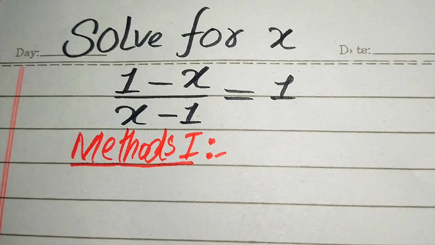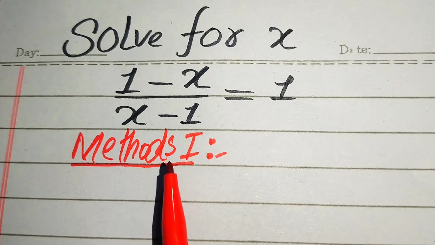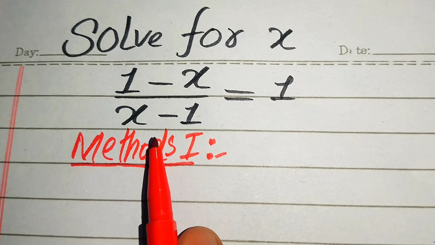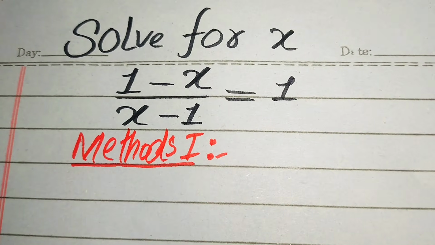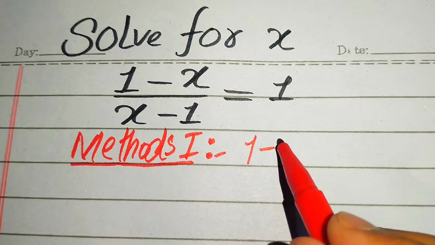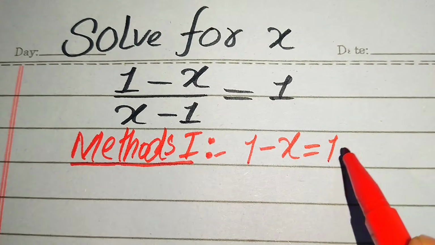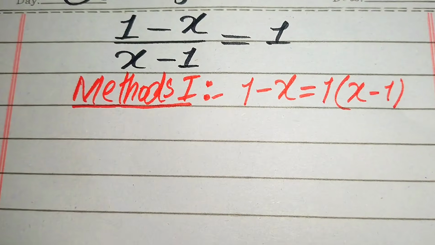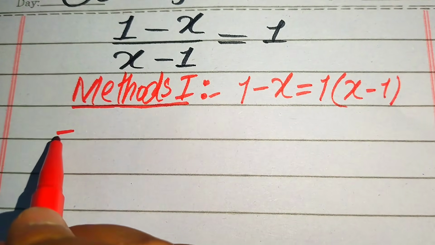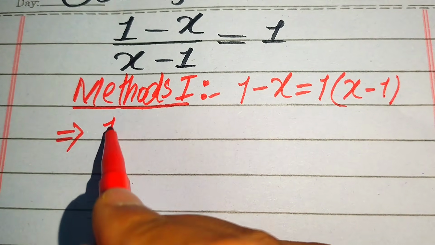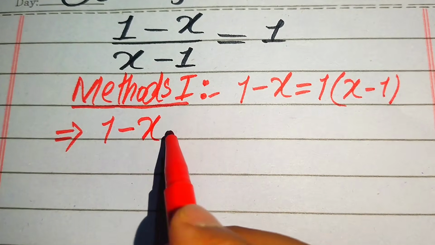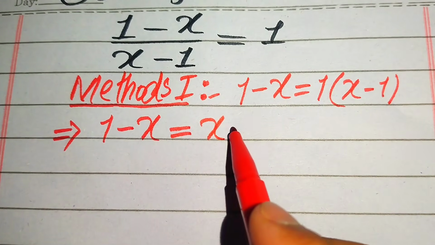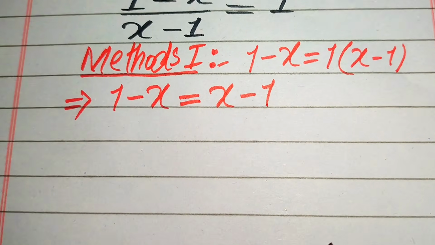So in the first method, in order to get the values of x, we move the term from the denominator to the right hand side, and we get 1 minus x is equal to 1 times (x minus 1). And further, in the next step, we need more simplification here, and we obtain 1 minus x is equal to 1 multiplied by (x minus 1) becomes x minus 1.